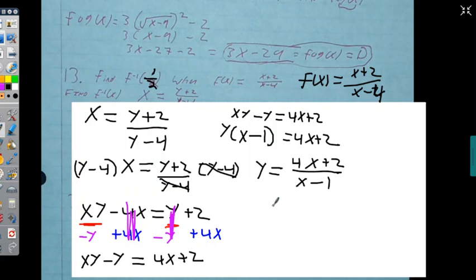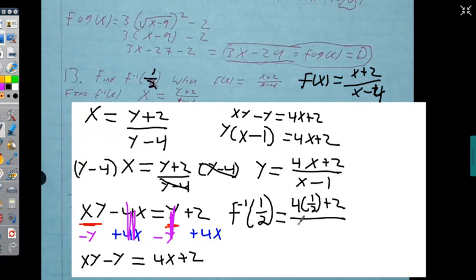Now this is the inverse. So if that's the inverse, we need to find the inverse of 1/2. If our input is 1/2, we get 4 times what? 1/2 plus 2 over 1/2 minus 1. So what's 4 times 1/2? 2 plus 2. And 1/2 minus 1. So that's 4 divided by negative 1/2.